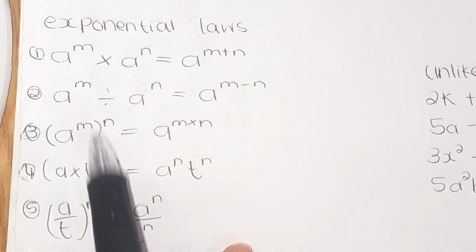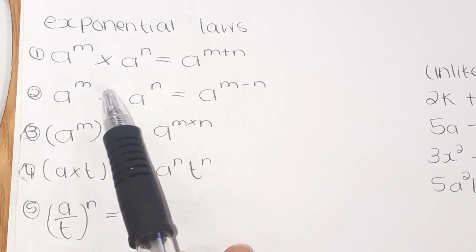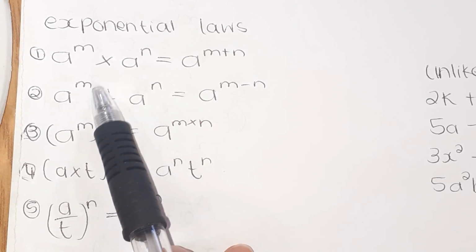Now the second one says when the bases are the same and you have a division sign in between.